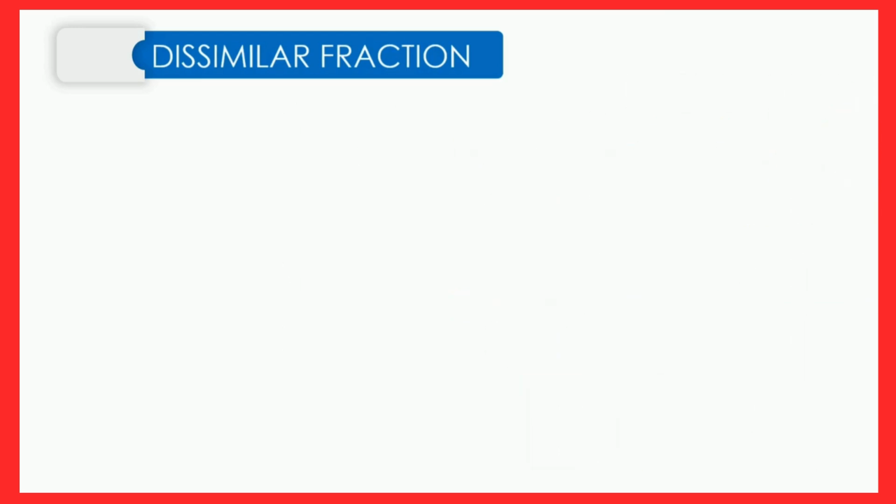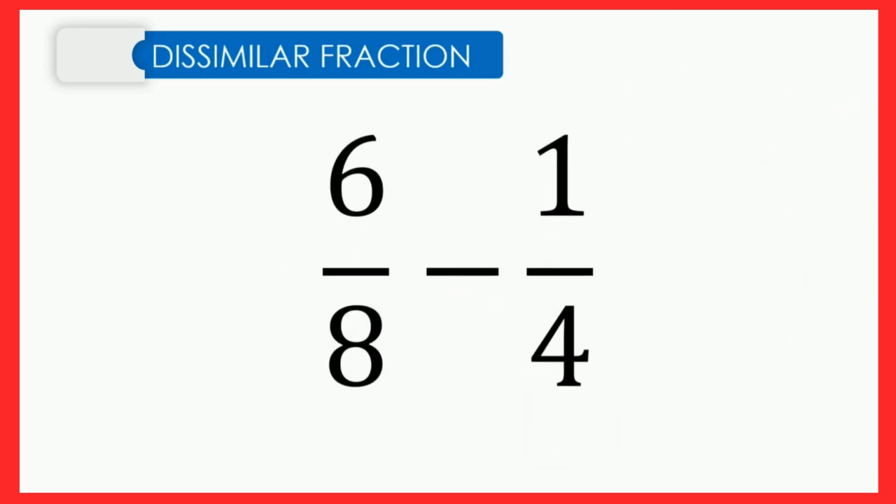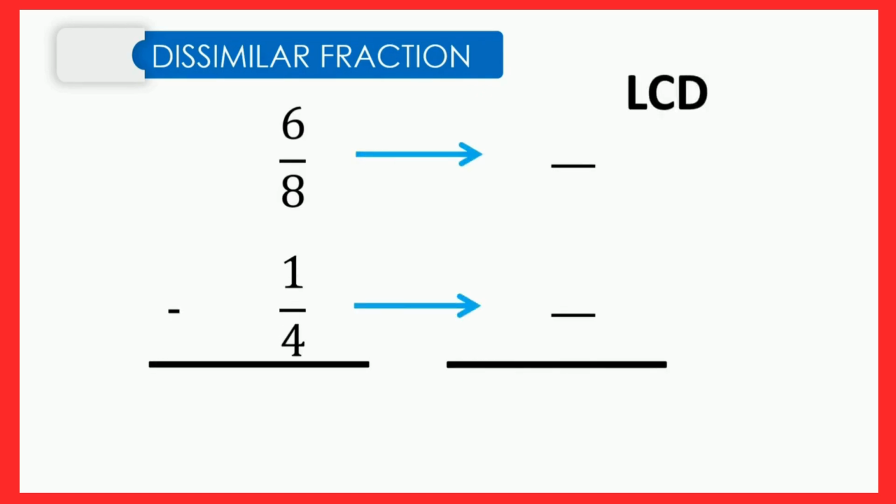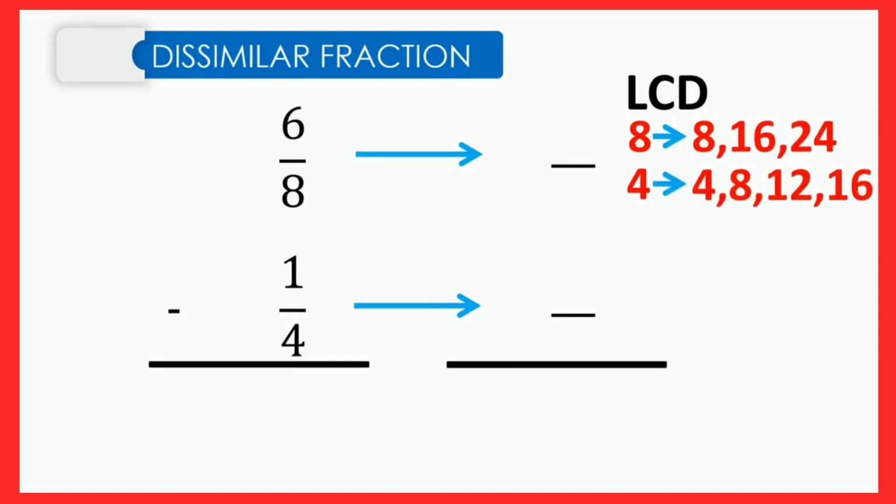In this example, we need to subtract two dissimilar fractions. So again, to make it easier, let's rewrite this in vertical form. To subtract dissimilar fractions, we need to change them to similar fractions. Again, we do that by finding the LCD of the denominators. In this case, it's 8 and 4. To find the LCD, we need to list their multiples. Let's start with 8. That's just 8, 16, 24, and so on and so forth. Next, we have 4, whose multiples are 4, 8, 12, 16, and so on and so forth.